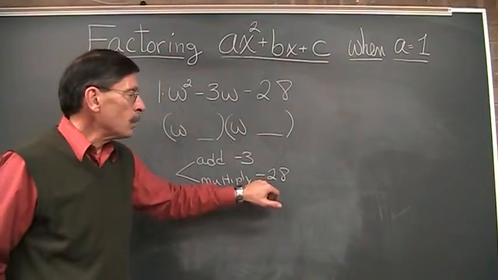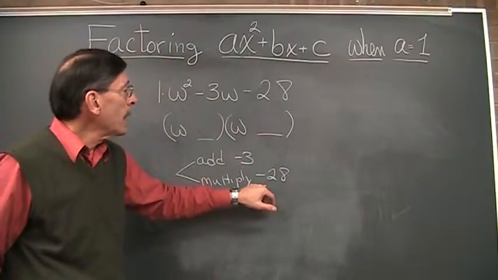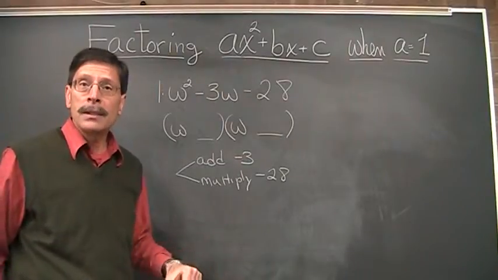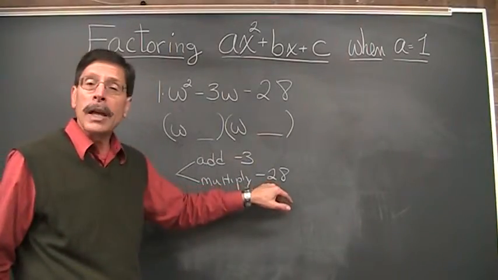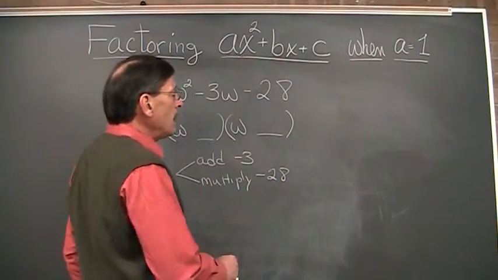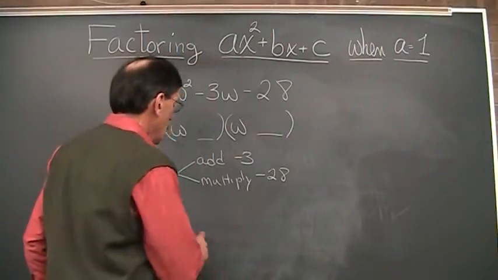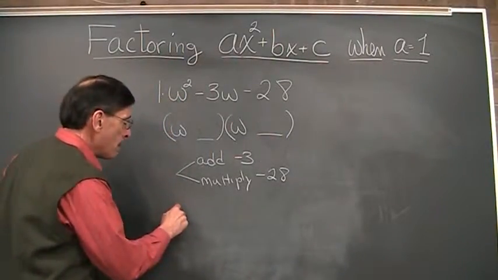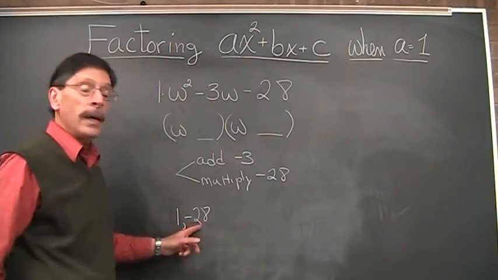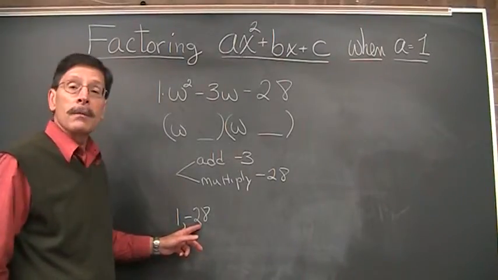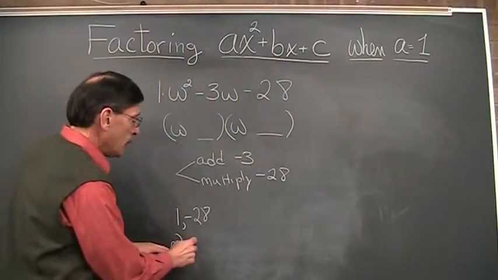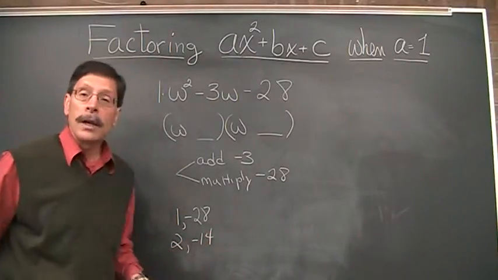Now let's start with multiplying to -28. I know that the two numbers I'm looking for have to have opposite signs. One's positive, the other's negative, if they're going to multiply to give me -28. So let me begin starting with 1 and -28. 1 times -28 gives me -28. 2 times -14 gives me -28.